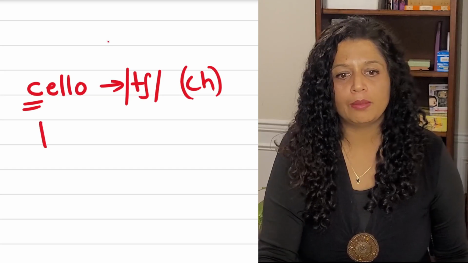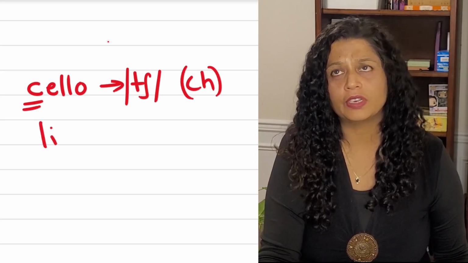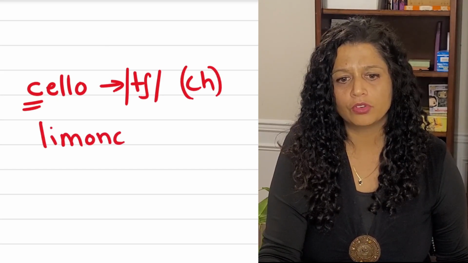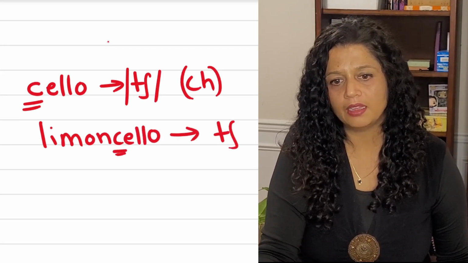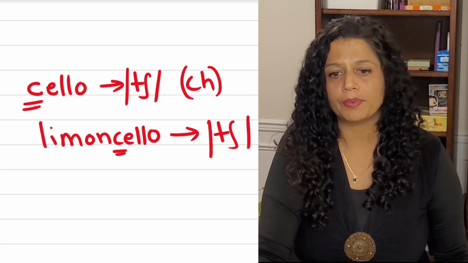Here's another word, limoncello, which is a type of lemon liqueur. Limoncello, same thing. The C makes the ch sound. Okay, that's the IPA symbol.